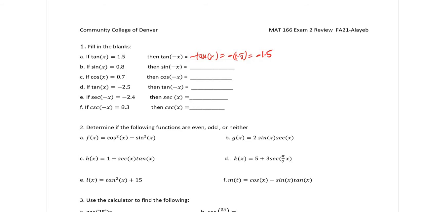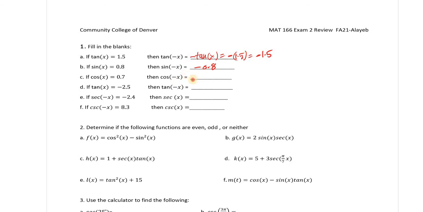So sine x is equal to 0.8, so sine negative x will be negative 0.8, because sine is odd, so the negative will come out, and it's going to be negative sine x, and I know sine x is 0.8, which is going to be negative 0.8. Cosine x is 0.7. What is cosine negative x?